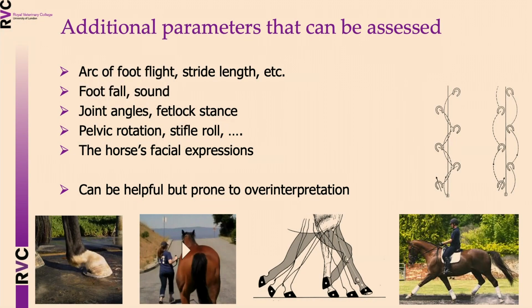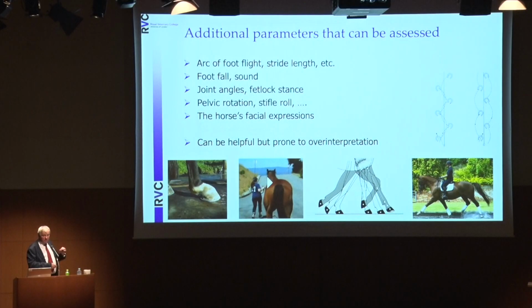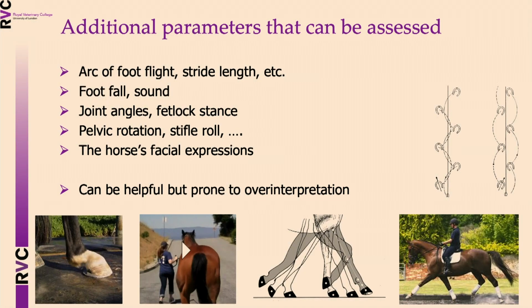But in terms of dressage horses, which move very precisely, even such subtle changes as the protraction of the stride may be the key parameter that the owner and the rider is concerned about. And this may not be associated with visibly evident lameness.